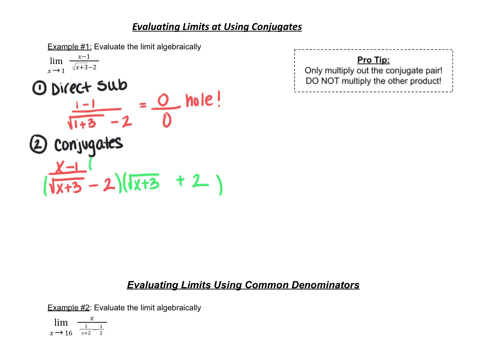Now over here, we're going to multiply the same. Whatever I do to the bottom, I have to do to the top. Okay? And then we're going to simplify this. Now, a pro tip here is that you only need to multiply out the conjugate pair. You want to leave the other piece alone. So in this case, this is not the conjugate pair, this x minus 1 times this. So you're going to leave that, and you're only going to multiply this bottom piece together.